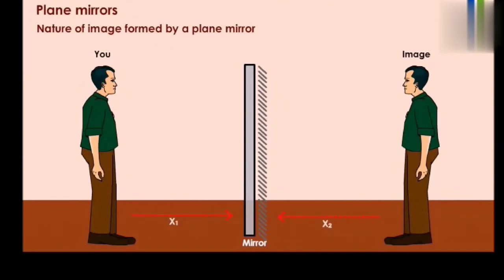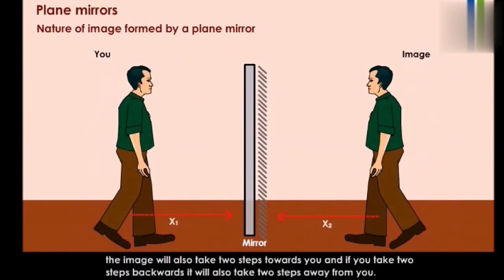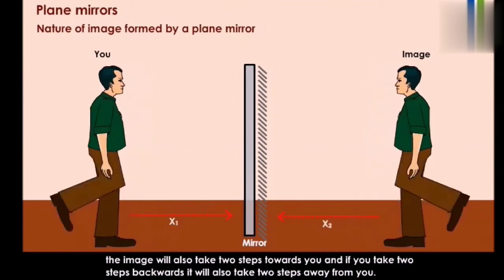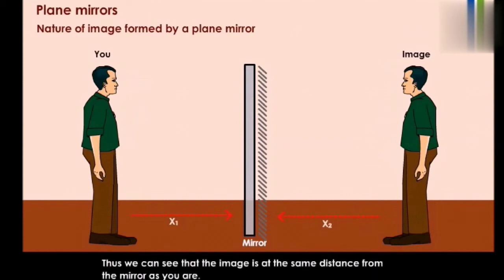Properties of the image formed by a plane mirror. Your image in any plane mirror is the same size as you are. If you take 2 steps towards the mirror, the image will also take 2 steps towards you. And if you take 2 steps backwards, it will also take 2 steps away from you. Thus we can see that the image is at the same distance from the mirror as you are.